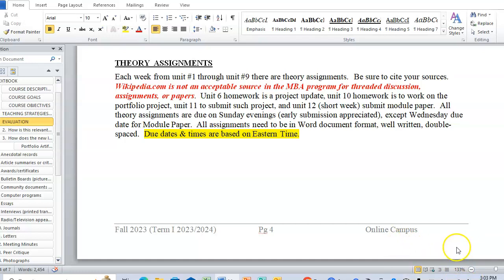In terms of your theory assignments, those need to be dropped in the Dropbox for the class, the specific Dropbox that is there for that theory assignment. If you have trouble with the Dropbox, then please do not call me.